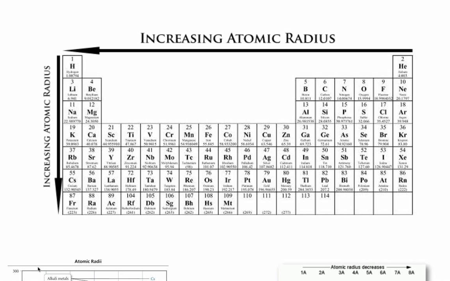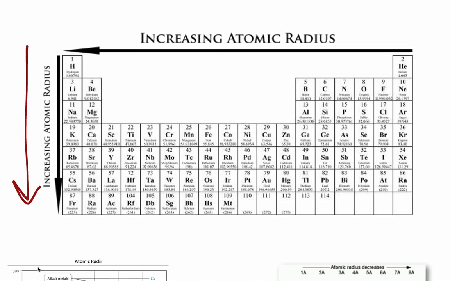How this is measured is based upon half the bond length when the element is bonded to itself. So it's very difficult to measure individual atoms floating around, but bond lengths can be measured. And then the atomic radii is half that bond length when the element is bonding to itself. That's the standard definition for it. Now notice how it increases.